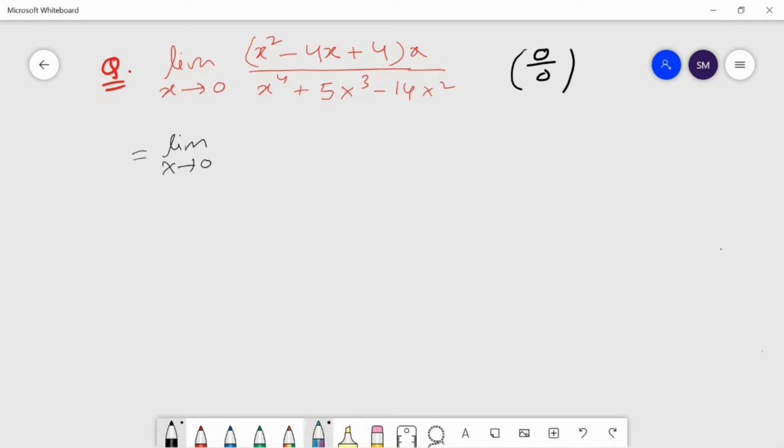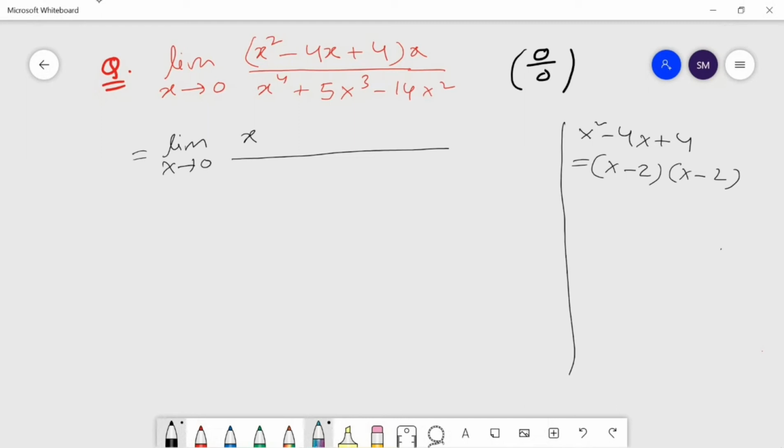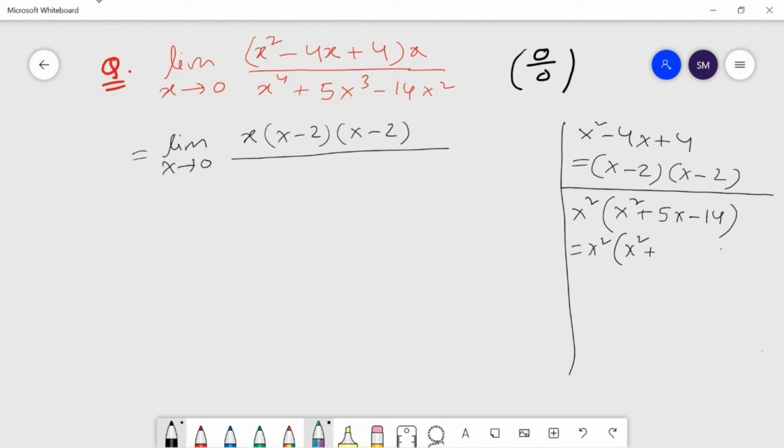Limit x tends to 0, already x outside, so it's x, and x square minus 4x plus 4, this can be written as x minus 2 whole square, and in the denominator x to the power 4 plus 5x cubed minus 14x square, which factors as x square into x plus 7 and x minus 2.